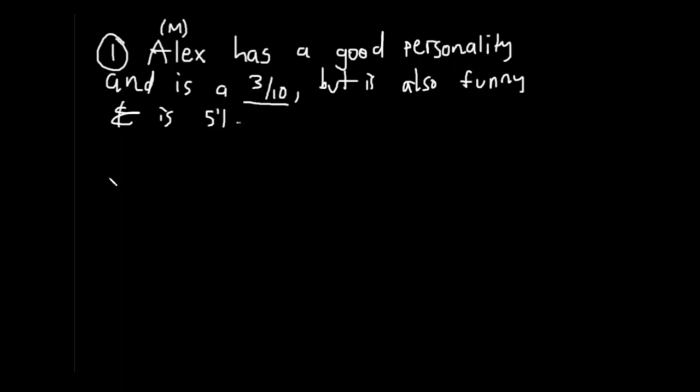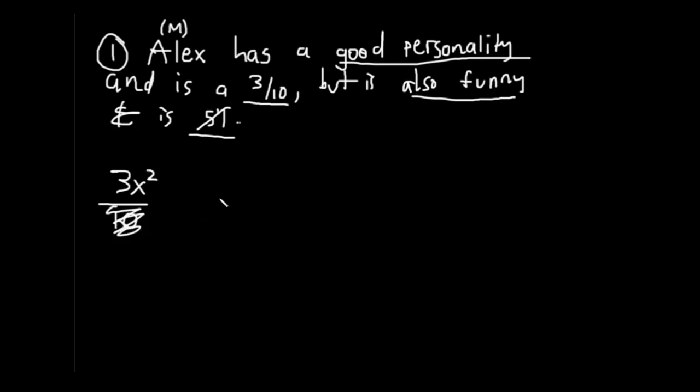So let's go ahead and analyze this real quick. We can see right here, we automatically get 3 out of 10. That is the initial one that we get. 3 out of 10 is what he is. Masculine. M is for masculine. But he has a good personality, which automatically makes it x to the first. And then it's also funny, and is 5'1". That means that he does not get raised to the second power with that, so that doesn't really do anything. But it says here he is funny, which means that it raises it from the first to 3x squared. Of course, the 10 doesn't matter because everything's out of 10.